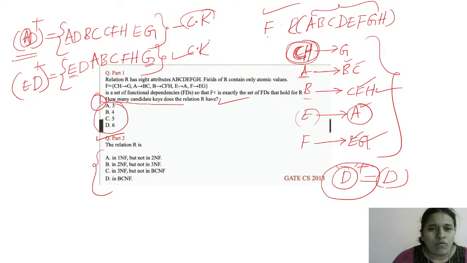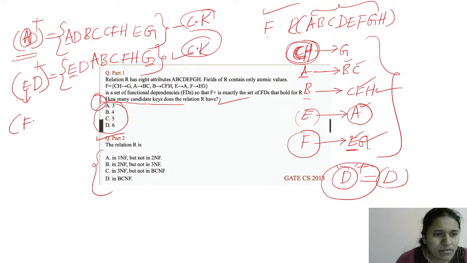Now what do we have to do? We have to check whether E is there on the right hand side of any of the given functional dependencies. Yes, E is there on the right hand side of F. Now what do we have to do? We have to replace E with F. Then D we have to write as it is because D is not present on the right hand side. Now we have to find the closure of FD.